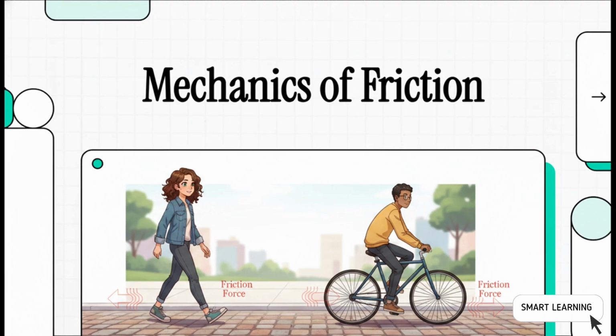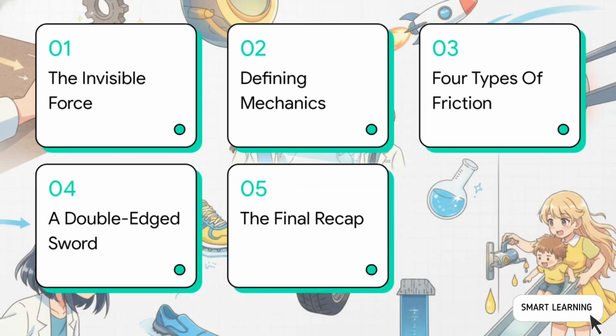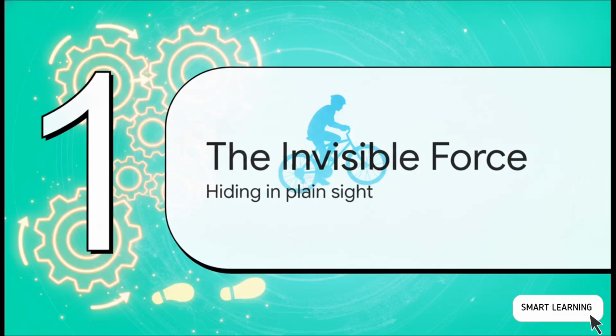Welcome to today's Explainer. Okay, so here's our roadmap for today. We're going to start with the invisible force, then defining the mechanics, move into the 4 types of friction, explore how it's a double-edged sword, and finish up with the final recap. Let's jump right in. Section 1.